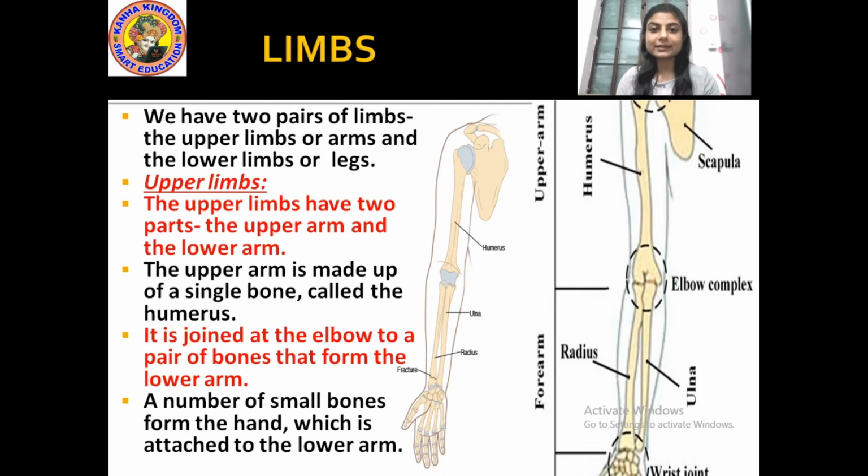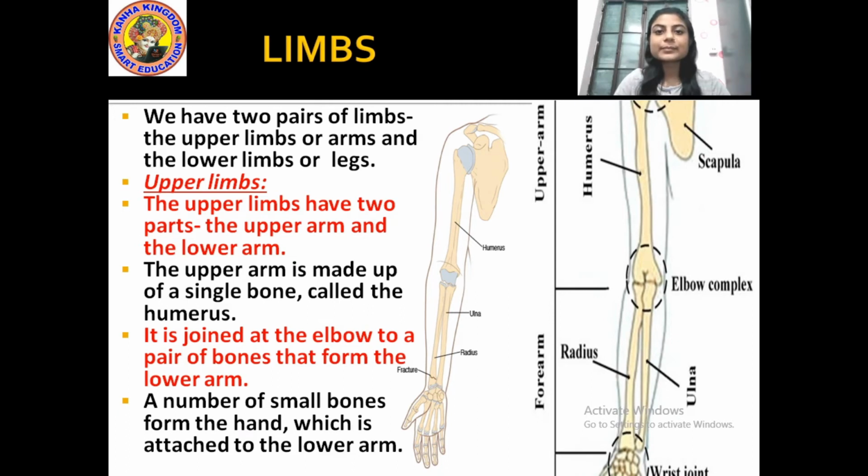is of two pairs. One is known as radius and the other one is known as ulna. Several other small bones are connected to this radius and ulna, which form the palm of your hand and the fingers. Now let us move to lower limb.